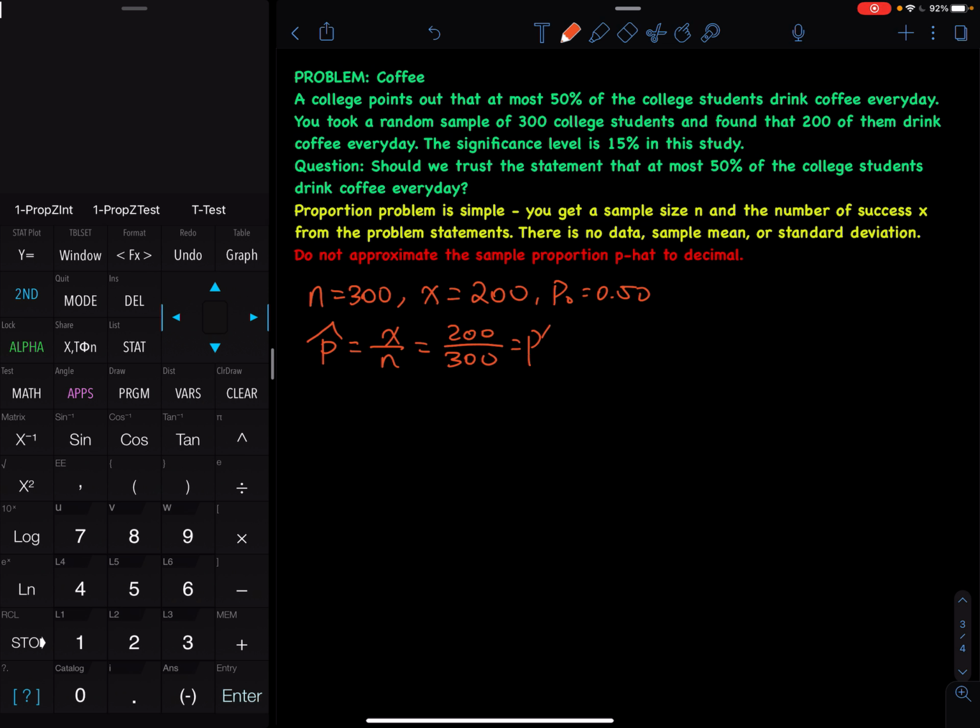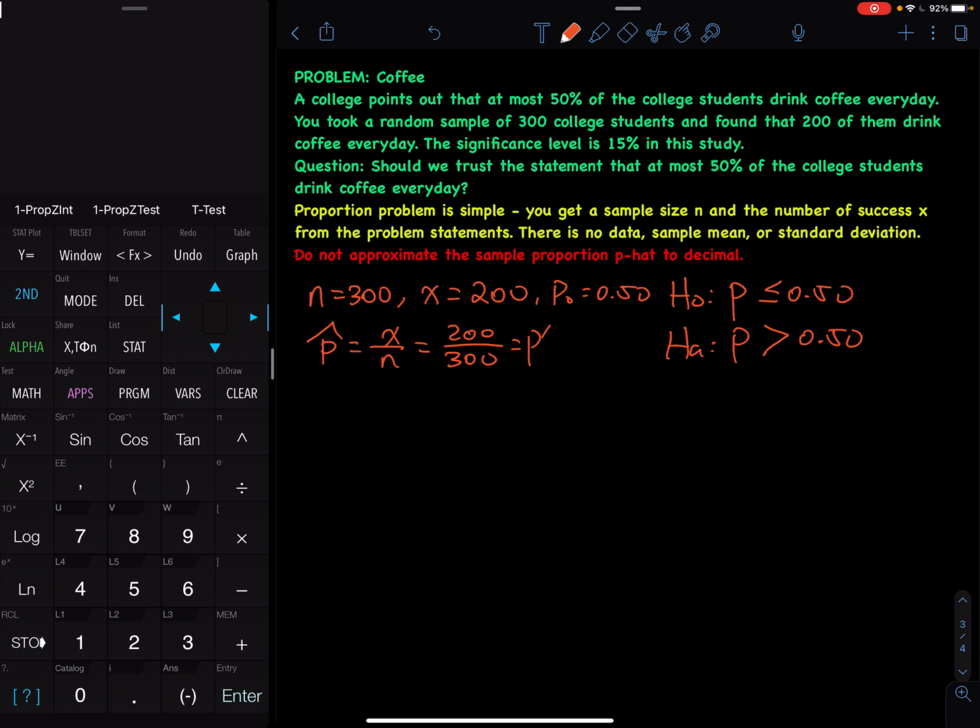And then you set up your H0 and HA. So H0 is at most, so at most is the true proportion is less than or equal to 50%. And then HA, they did not give you HA. I would just take the opposite, greater than 50%. So either they told you the truth or they lied to you.